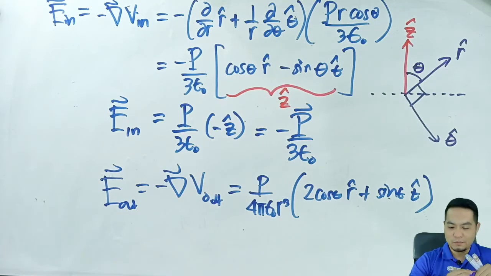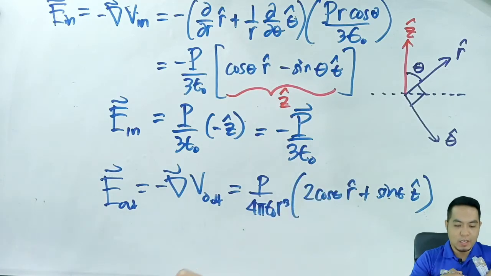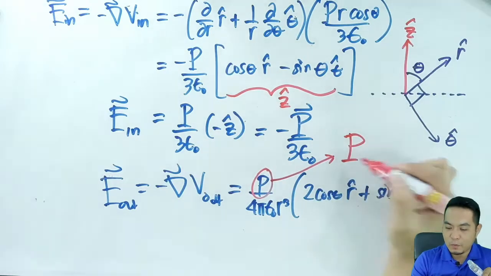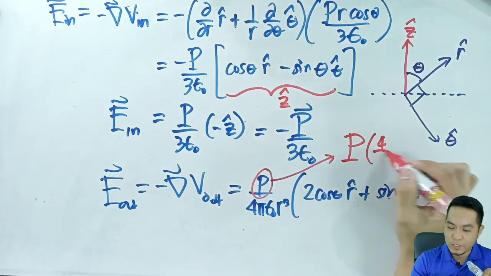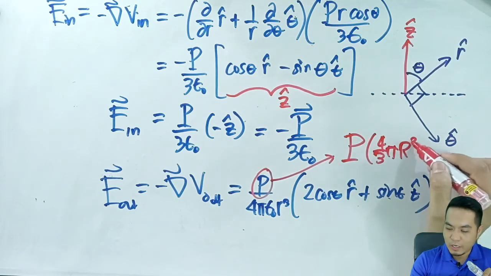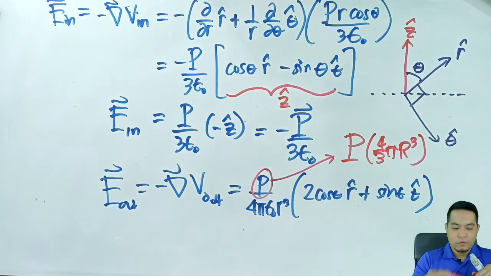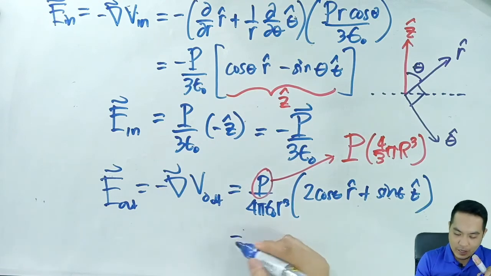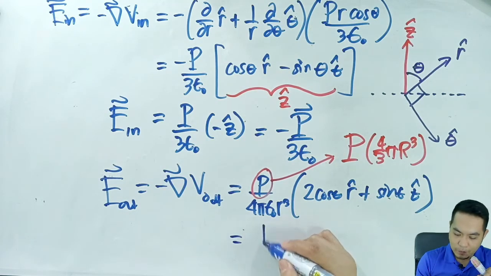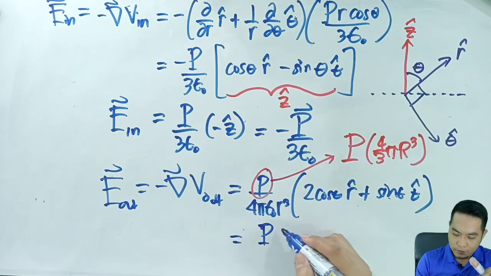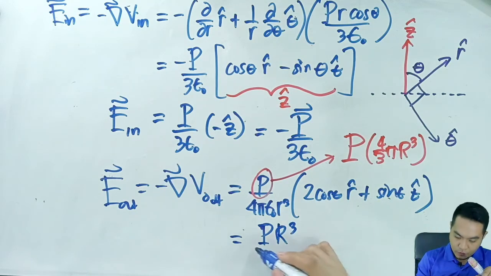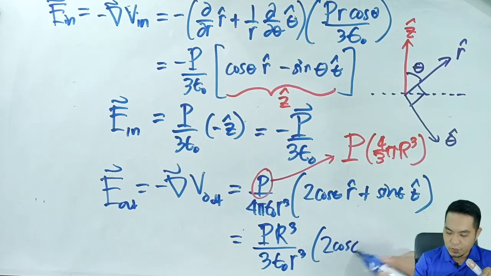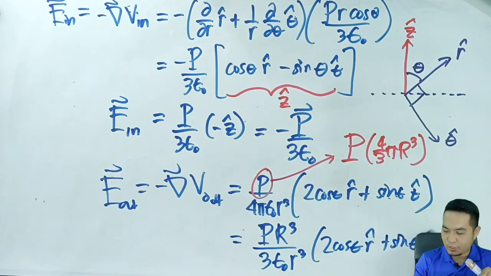So the magnitude of the dipole moment is just the magnitude of the polarization times the volume, which is 4/3 pi capital R cubed. So what you will get when you take the negative gradient of the potential outside is something like this. You will have P R cubed over 3 epsilon naught r cubed, then 2 cosine theta r hat plus sine theta theta hat.